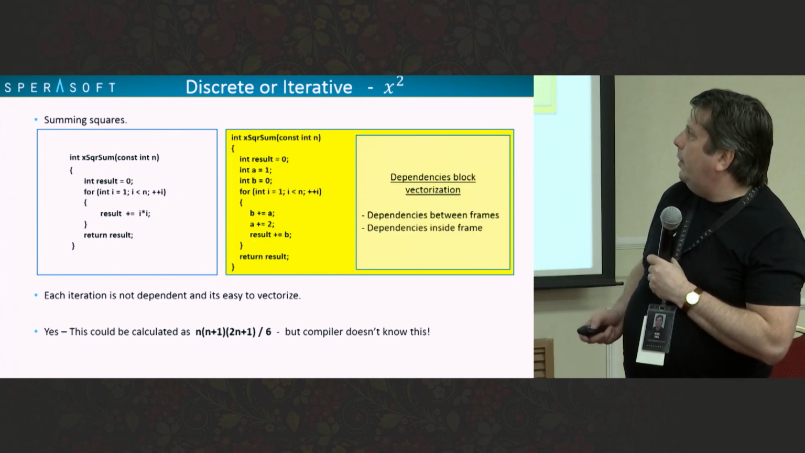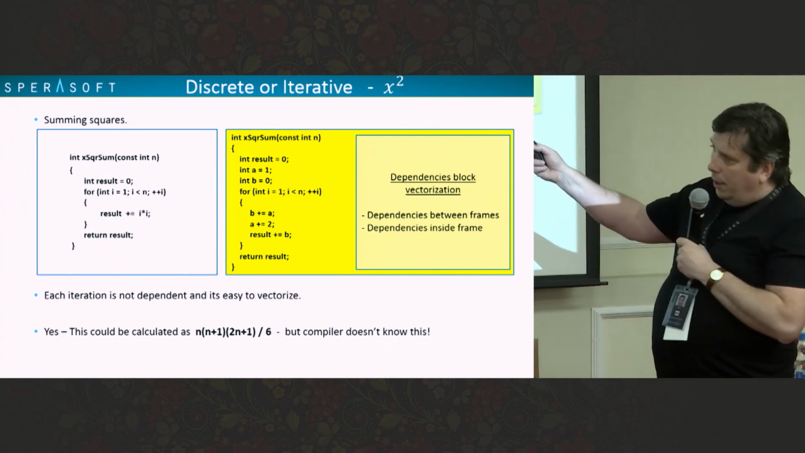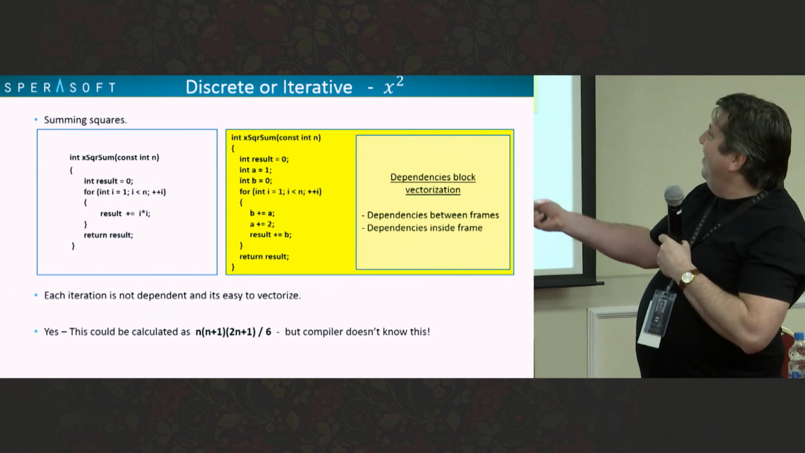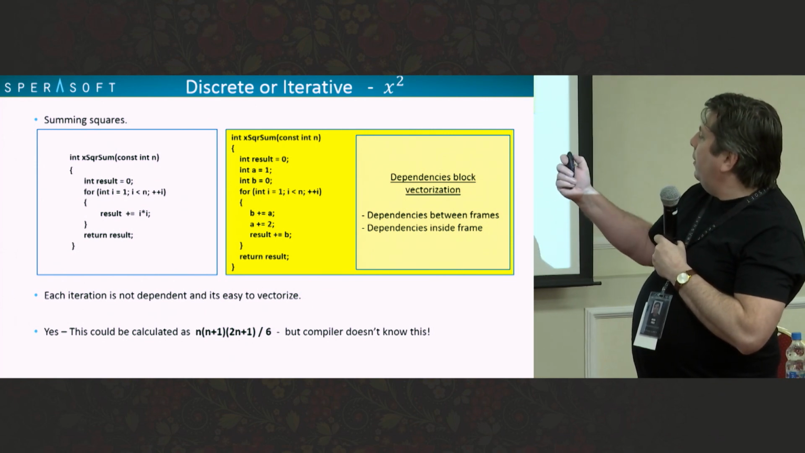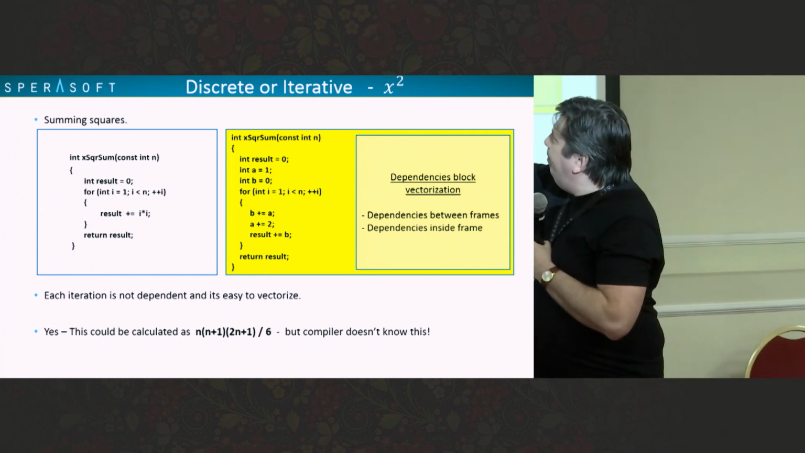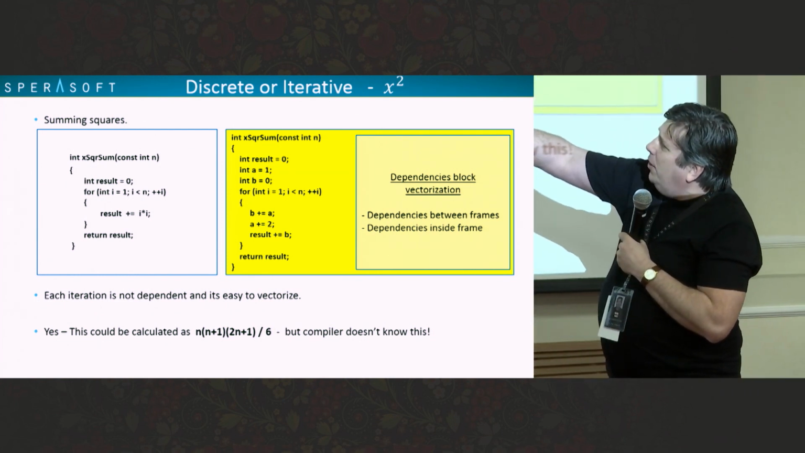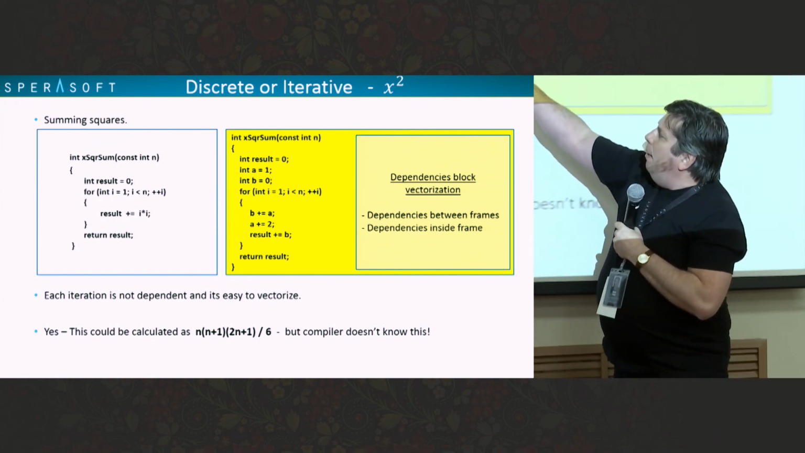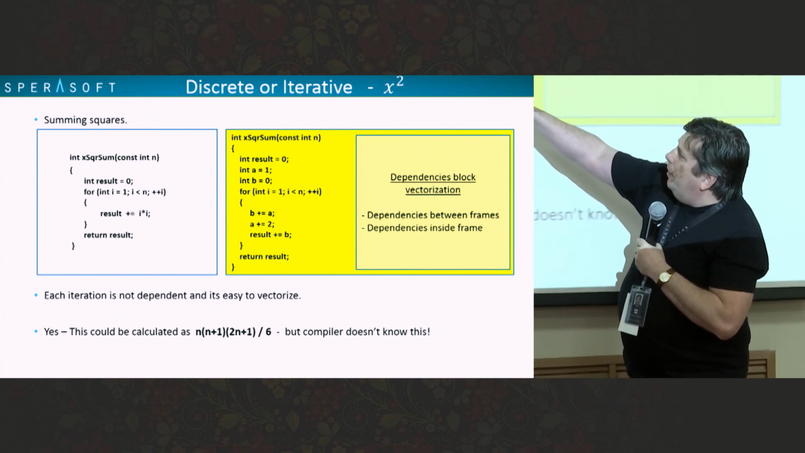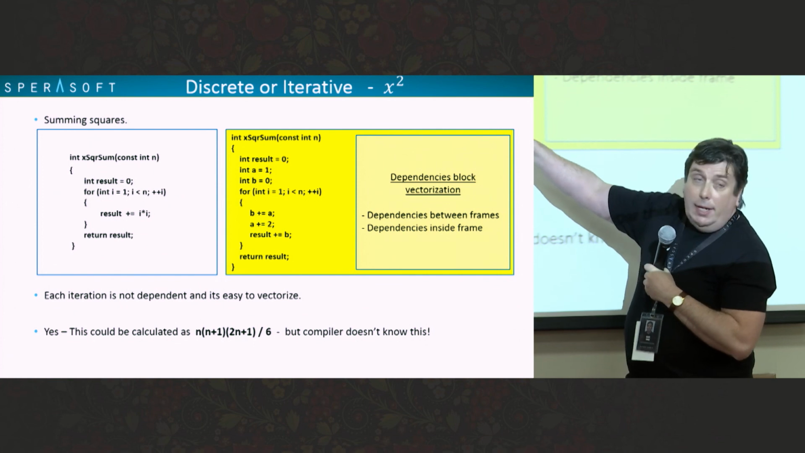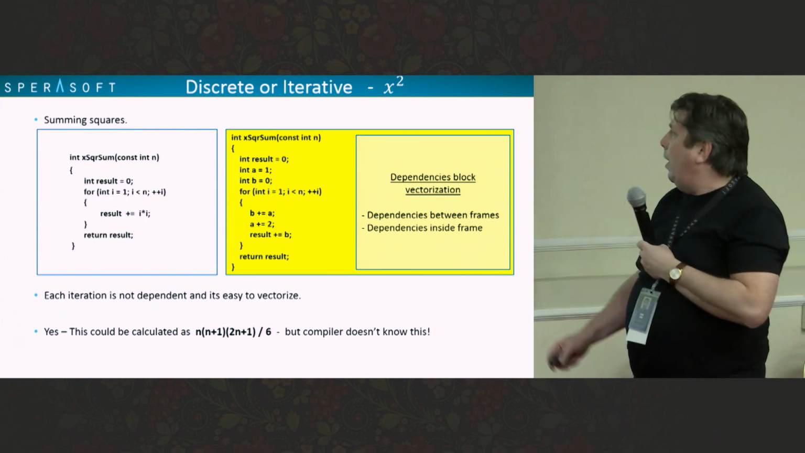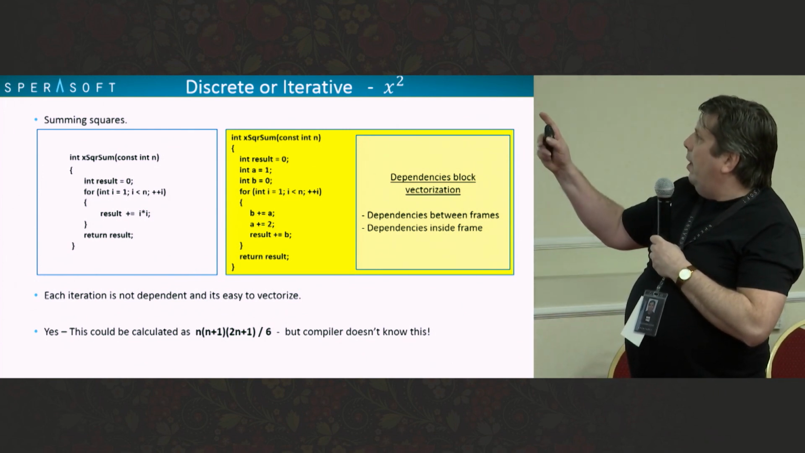If I skip to the next frame here, this is an equivalent function to this. I was trying to look for the laser pointer on here, actually, to be honest, but okay. What this is doing is calculating the sum of the squares, but it's doing it iteratively. There's no multiplication, just two additions, but each frame here is totally dependent on the previous one and contains dependencies within the frame itself. And this blocks vectorization.